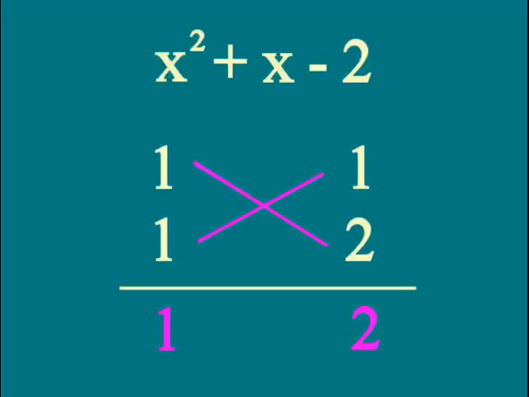We're going to adjust the bottom numbers so they add up to the middle coefficient, the coefficient of x. In this case it is positive 1. Obviously it's positive 2 and a negative 1. We're going to put a plus sign in front of that 2 to show where the positive 2 comes from. We'll put a negative sign in front of the 1 to show where the negative 1 comes from.